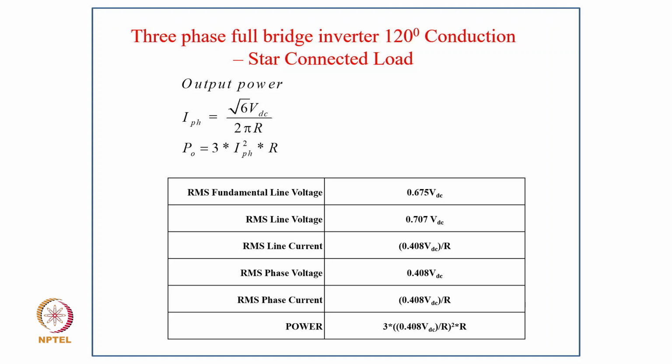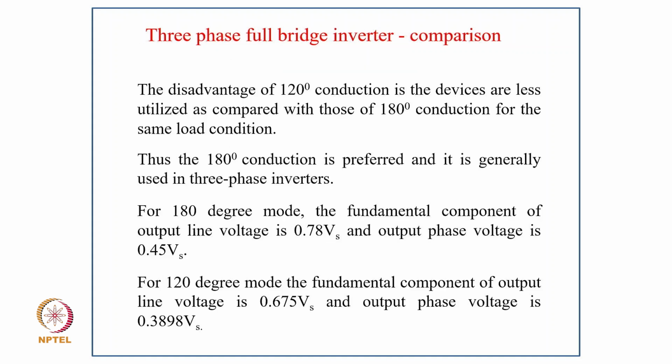RMS line voltage 0.67 VDC and RMS phase voltage 0.707 VDC, RMS line current 0.408 VDC by R and RMS phase current, that is 0.408 VDC upon R, and power is 3 into 0.408 VDC upon R whole square into R.